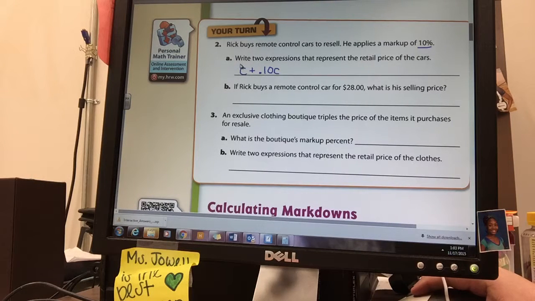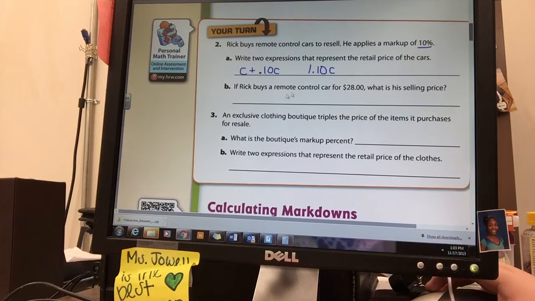Or I could say this is 100%, this is 10%, so now I'm paying for 110%, which in decimal form is 1.10 of that car price. If Rick buys a remote control car for $28, what's his selling price? So we're going to do it the first way first. So the car was $28.